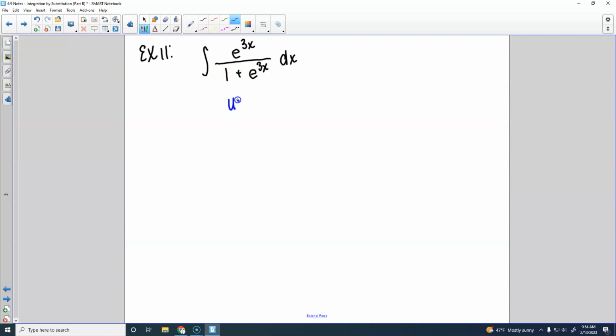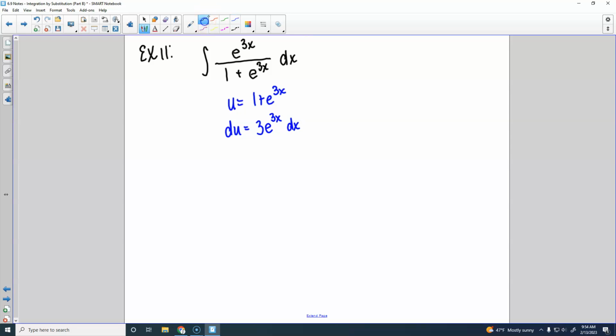Because if we use 1 plus e to the 3x as our u, then when I take the derivative of that, the derivative of 1 is 0, so it's going to go away. So that's probably our best bet. The derivative of e to the 3x is e to the 3x, but you must use a chain rule for that. So you got to have a 3 right there, and then dx.